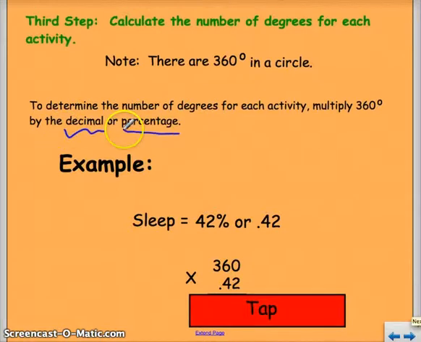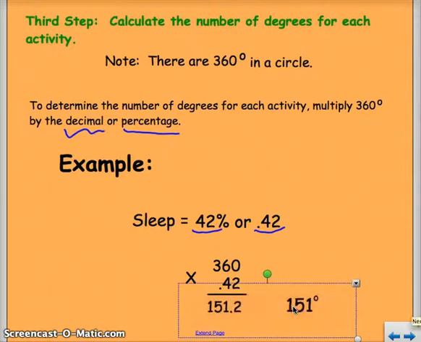So our example shows that if John spent 42% of his time, or 0.42, sleeping, what would that be? How many degrees would that be in drawing a circle graph? Take a minute, do the math. We tap here. We see that that converts to 151 degrees.